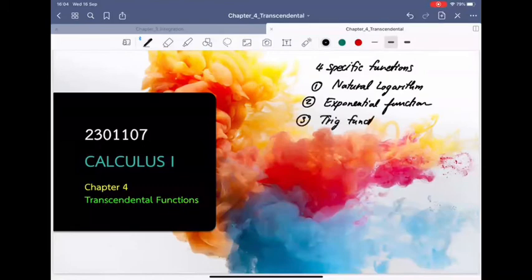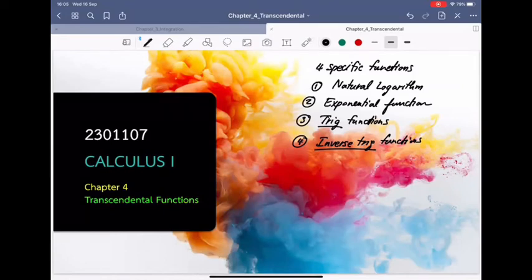This one you already learned a little bit. You know how to differentiate already, and you know how to integrate a little bit already. We're going to add more formulas for trigonometric functions. And number 4 is the inverse trigonometric function. We're going to learn these 4 functions in this chapter, and we're going to look at more problems when we do derivatives and integration when we face these 4 types of functions.